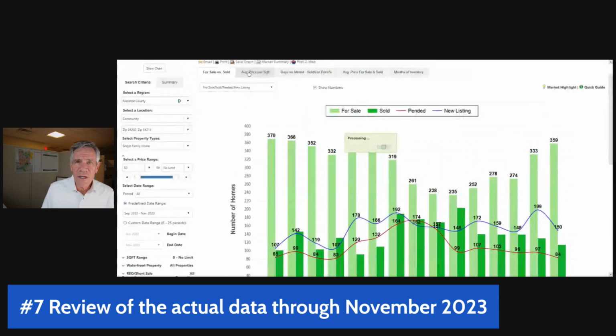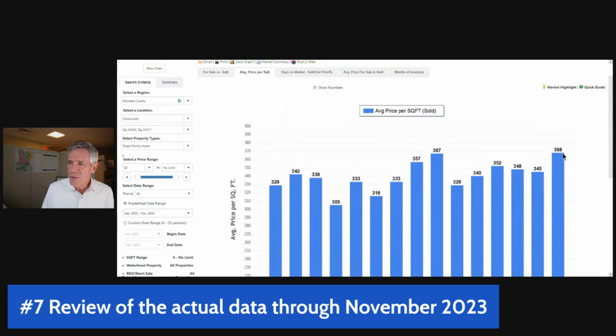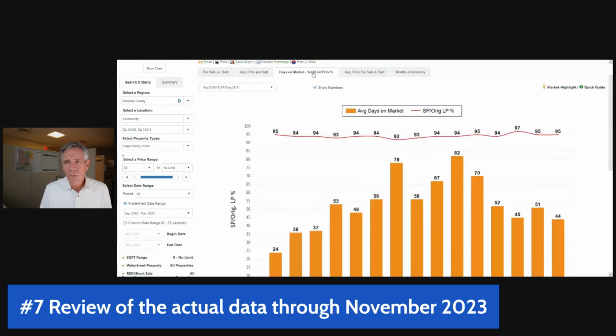Then when we look at the average price per square foot, it was $368 last month for those two zip codes, up slightly from the month before at $345 per square foot. Days on market: how long is it taking to sell houses here in the Lakewood Ranch area? Well, we dipped down to 44 days. Last month it was 51. So in November, it took 44 days to sell a house, and it sold for 95% of the list price at the time it went under contract.